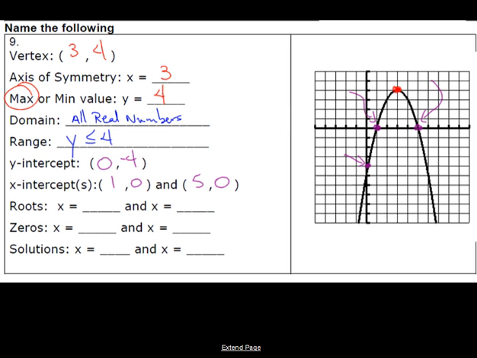Now my roots. The roots are the same as the x-intercepts. That's going to be 1, and this is going to be 5. My zeros. The zeros are the same thing as the roots, which are the same thing as the x-intercepts, so that's going to be a 1 and a 5. And now it asks for my solutions, and well, my solutions are the same as the zeros, which are the same as the roots, which are the same as the x-intercepts. So it's still going to be 1 and 5.